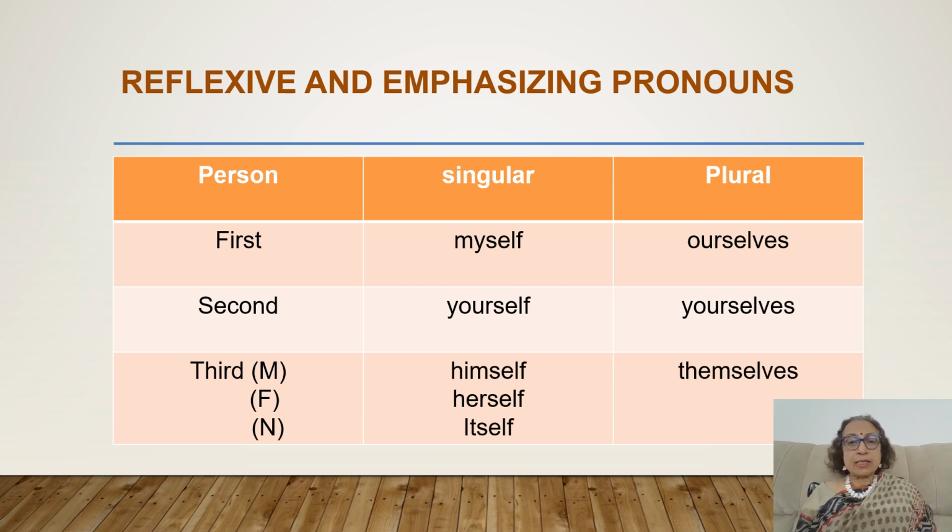They are used to hold up the noun or pronoun belonging to the same person and same number. Person is first, second, third. Number is singular and plural. So if you want to use myself in a sentence, you have to have the word I, myself. If you want to use ourselves, we have to have we, ourselves.